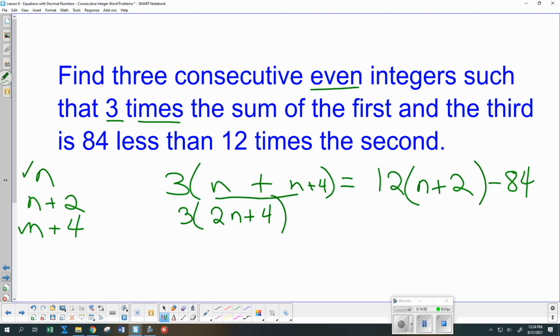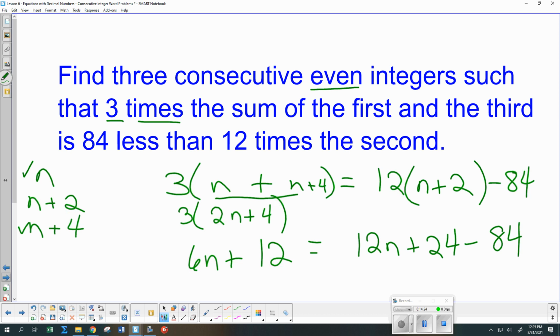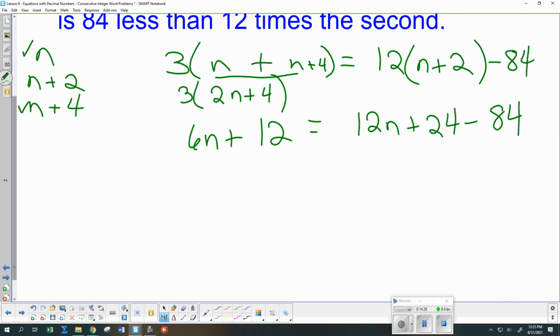And Charlene, would you help me distribute that 3 times 2n plus 4? What do we get? And then on the right side, I also need to do some distributing there. Grazia, would you help me distribute on the right side, please? Excellent. And then I've still got my minus 84. And so you guys can race me and finish it here. That's going to become a minus 60. So I need to add 60 to both sides.